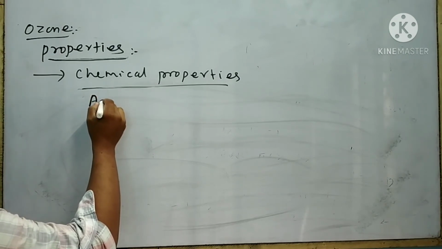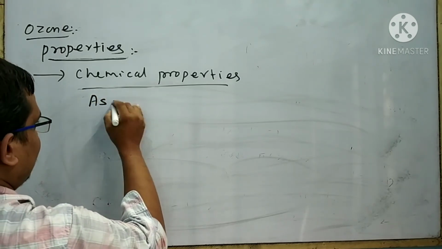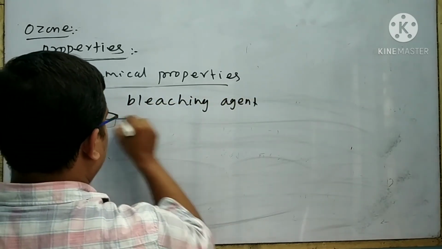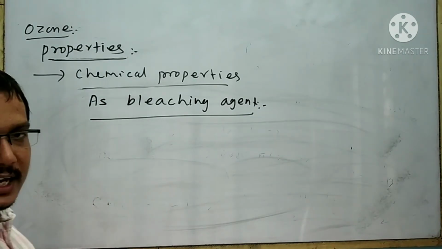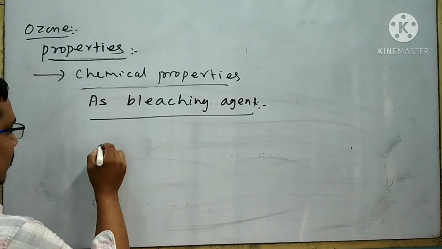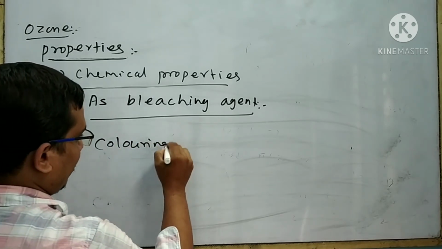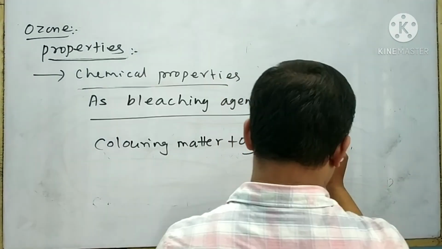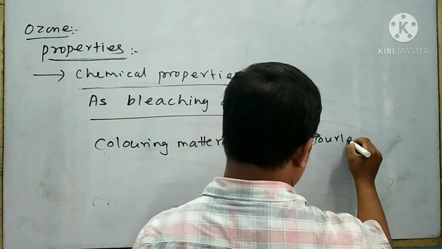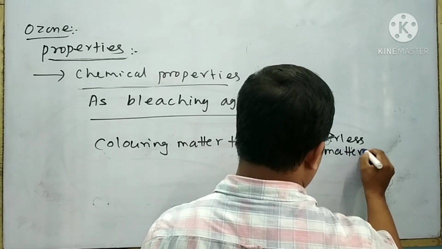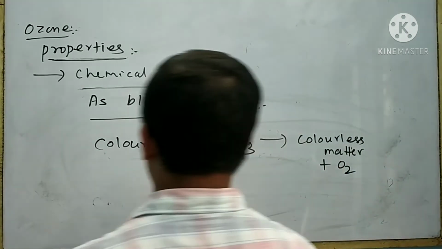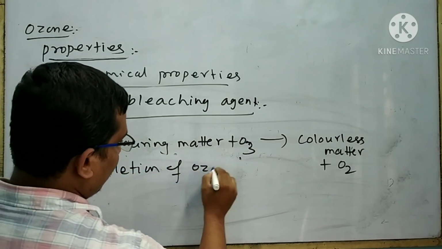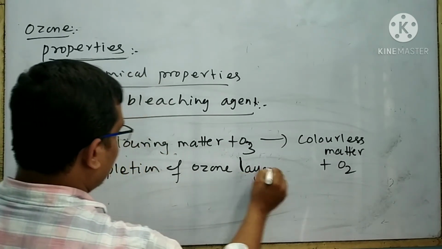Next chemical property is that ozone acts as a bleaching agent. Ozone decolorizes the coloring matter. So I can write coloring matter plus ozone gives colorless matter and oxygen.